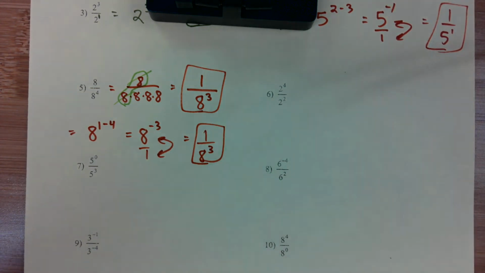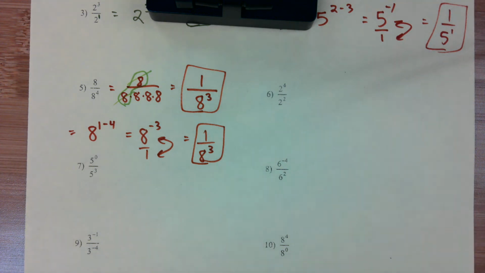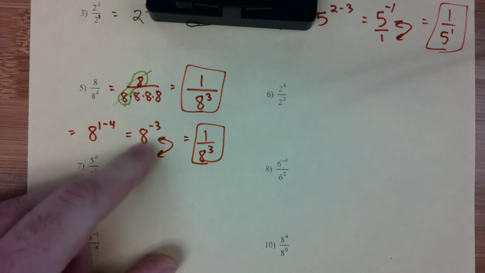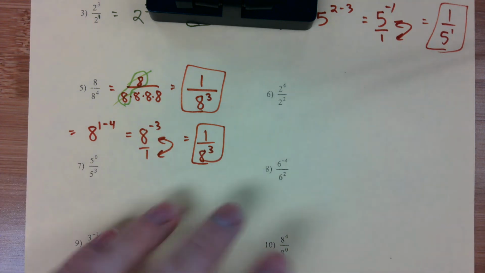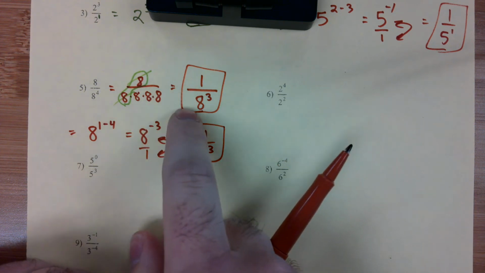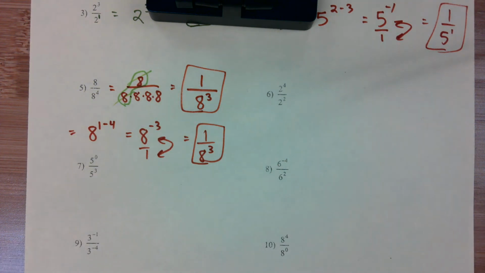But we didn't have to do the whole flipping and putting it over one thing. So if you're really solid on that, awesome. Use the quotient rule, please. But if 2.1a is still a little confusing, you're more than welcome to expand it out, cancel your common factors, and then simplify your answer. I'm fine with that.